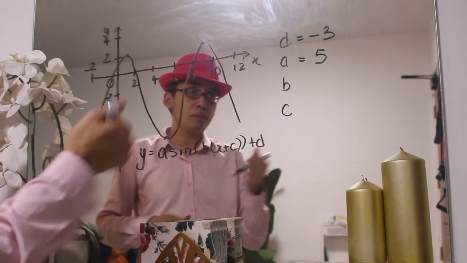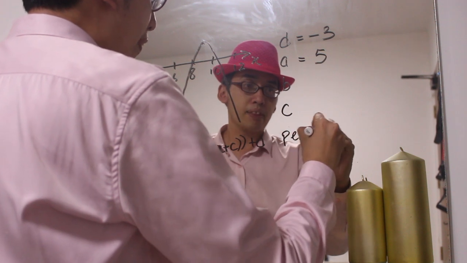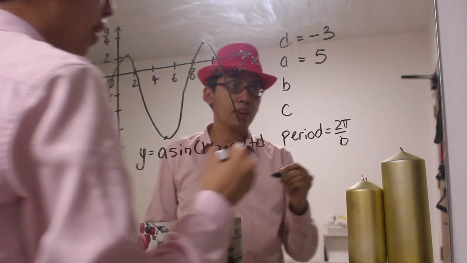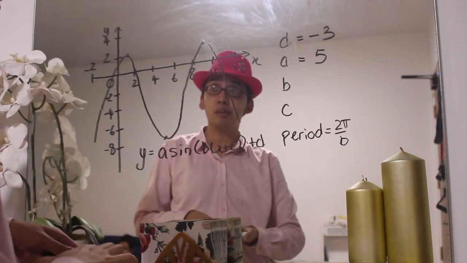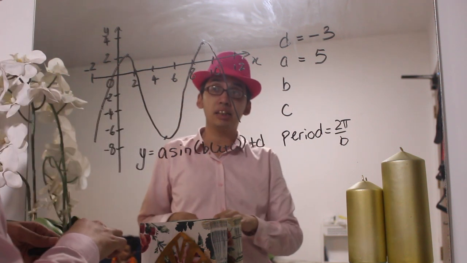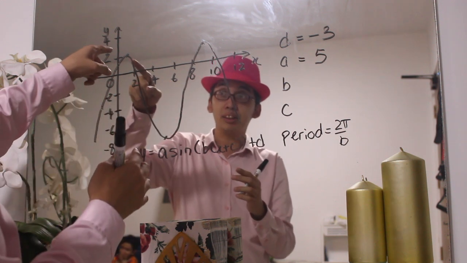For b, we need a particular formula. Period is equal to 2 pi over b. So using this formula, we bring the b up, then the period down. The period is the time that it takes from one point to repeat itself. So that means for the cycle to repeat.